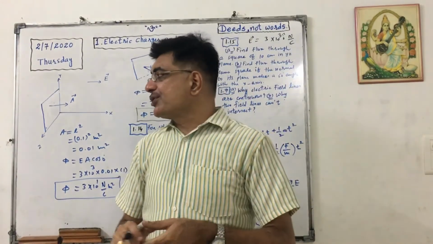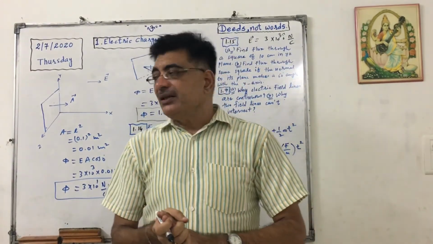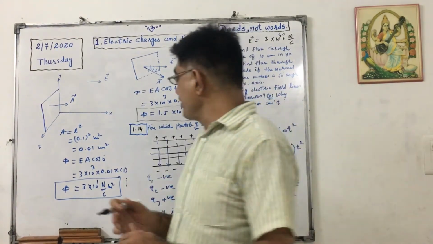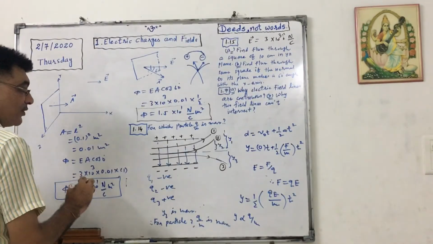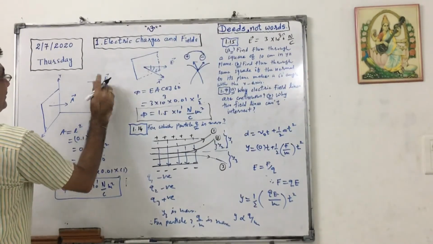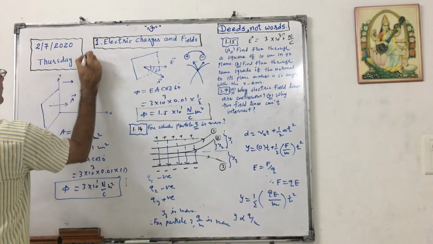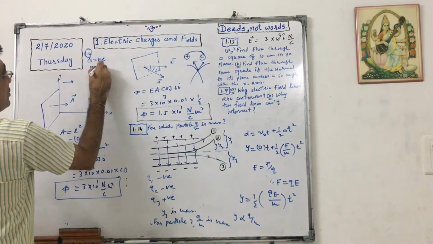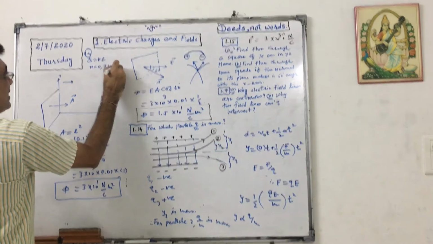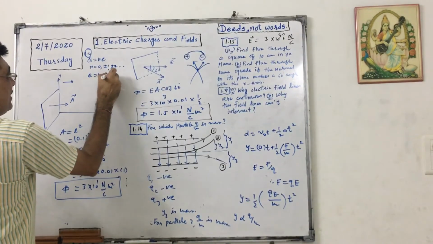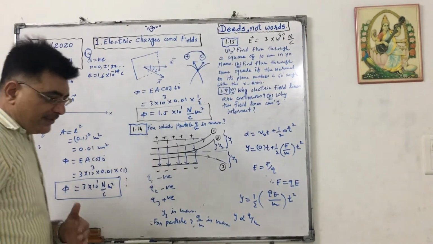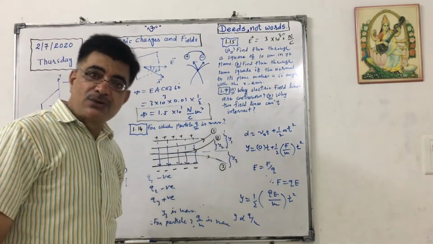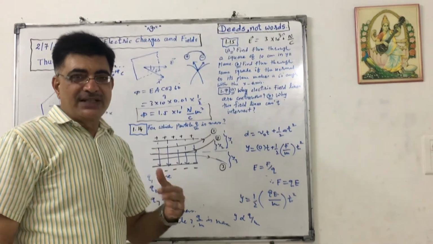Then question 1.4: explain the statement that electric charge is quantized. What is meant by quantization of electric charge? Q equals n e, where n equals 0, plus or minus 1, plus or minus 2, and so on, and e is 1.6 into 10 raised to minus 19 coulomb. When we say that charge is quantized, it means it is obeying this equation, Q equals n e. That is called quantization of charge.